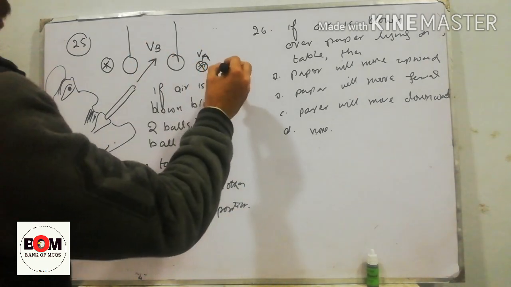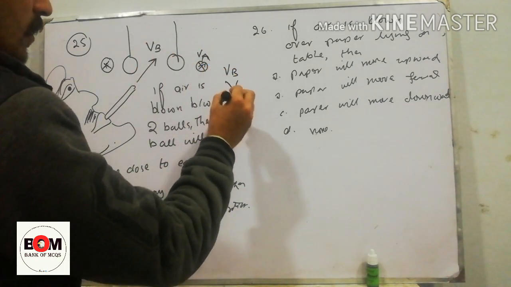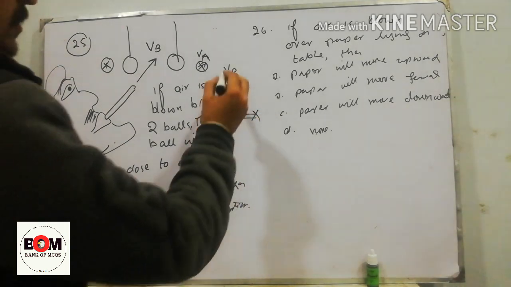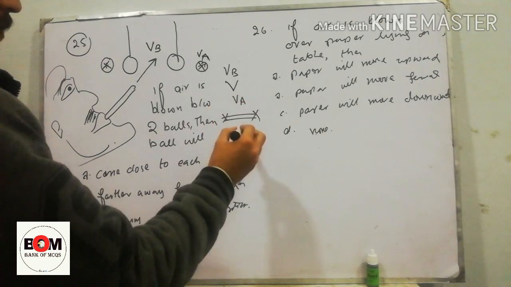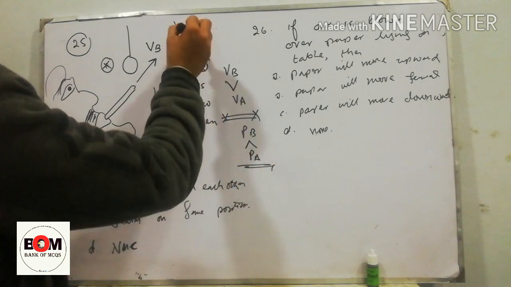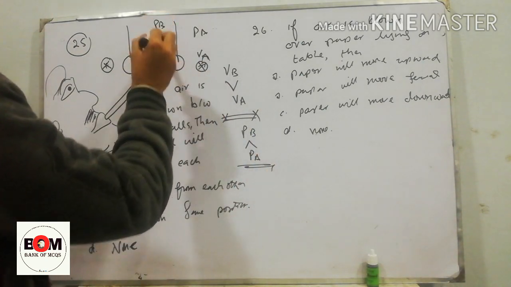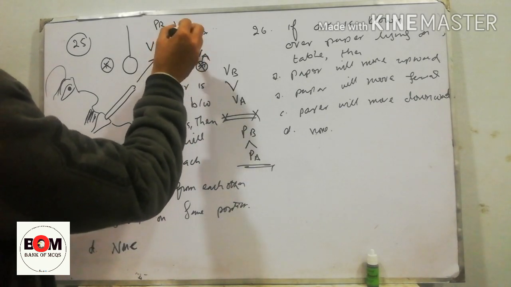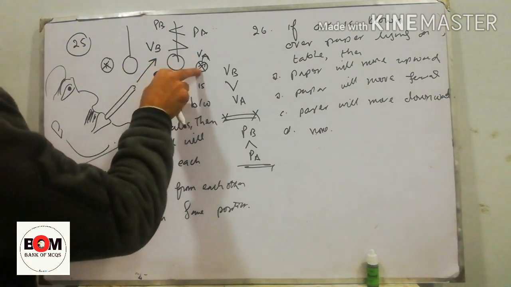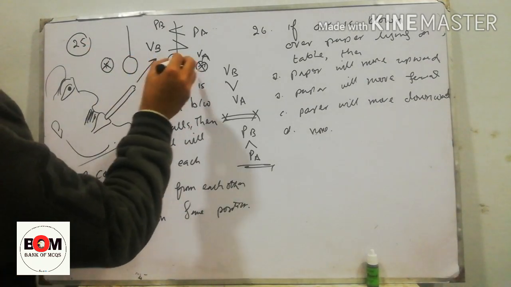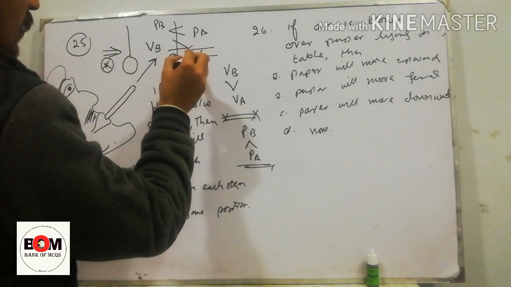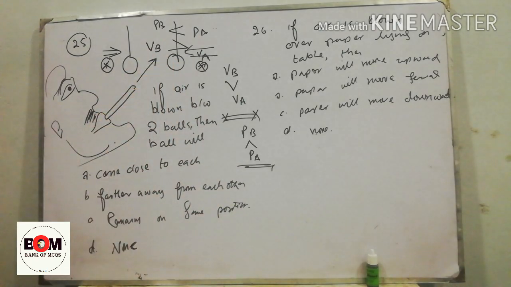When air is blown, the velocity at B will be greater than the velocity at A, and by the Bernoulli equation, since the velocity at B is greater than at A, the pressure at point B will be less than the pressure at A. As both are inversely proportional to each other, PA will be more than PB. As PA is more than PB, the pressure at point A is greater than at B, so a force appears from the outside of the balls, and the balls will attract each other.